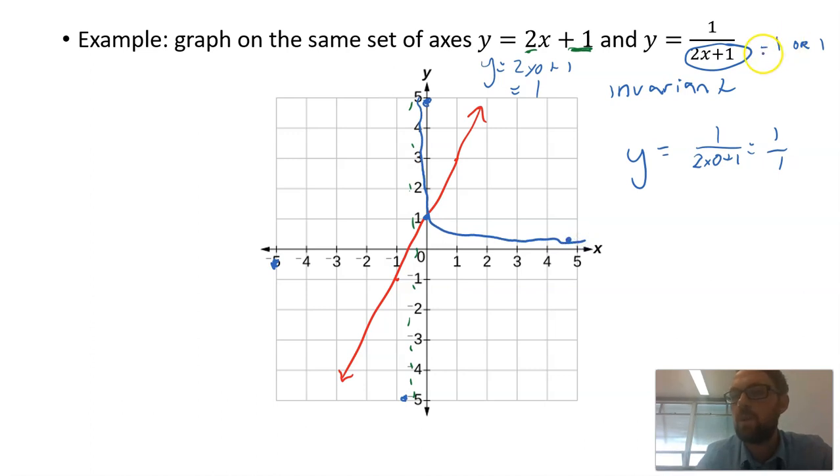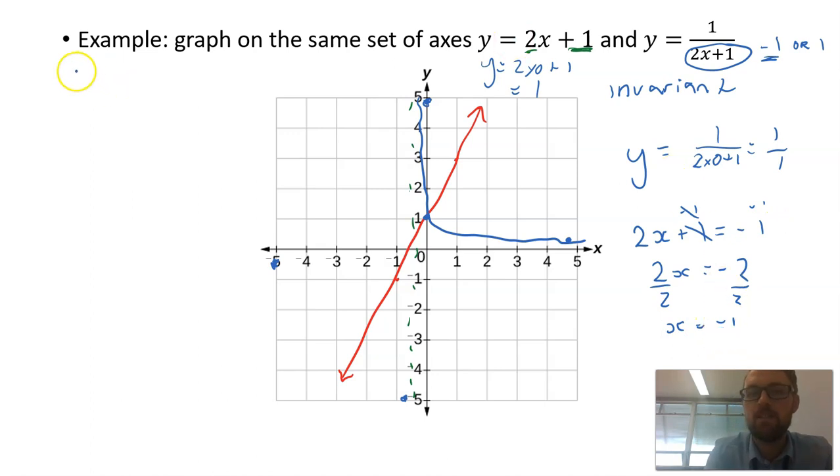Now, it also works for -1. So this one's not quite as obvious to see. The way we can work that out is we can just put in 2x plus 1 equals -1 and just solve for that. So if I subtract 1 off both sides to get rid of this, I'm left with 2x equals -2. And now I divide both sides by 2. I get x equals -1. All right. So when x equals -1, those two match.